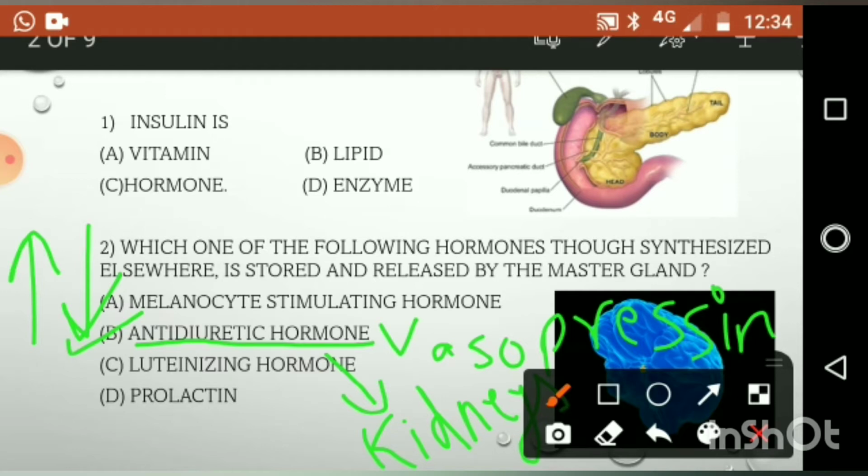The other function of antidiuretic hormone is that it leads to constriction, meaning it decreases the size of the lumen of the blood vessels, and if there is a decrease in the size of the blood vessels, then there will be an increase in blood pressure. That is, your blood pressure will increase.